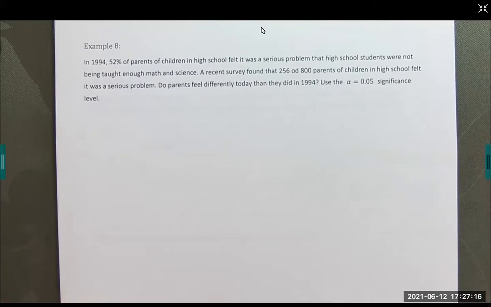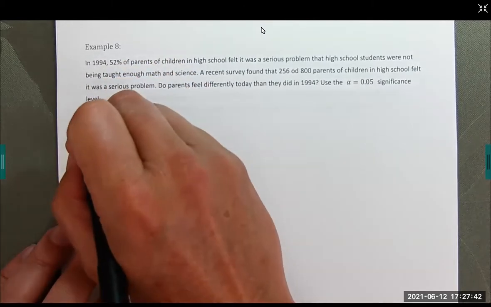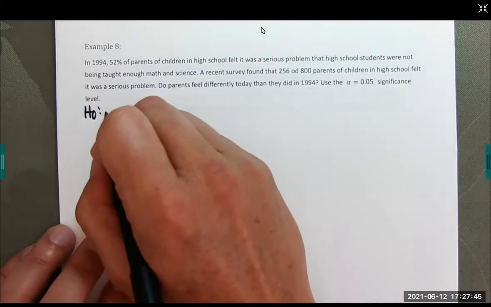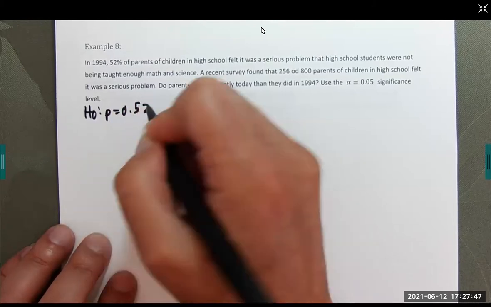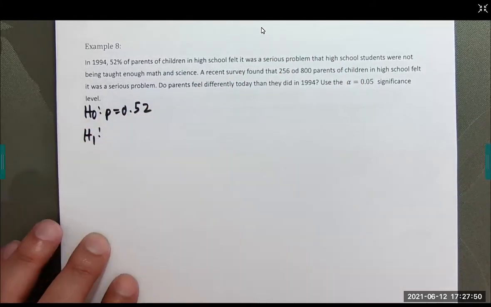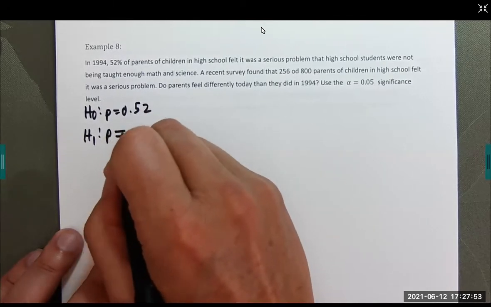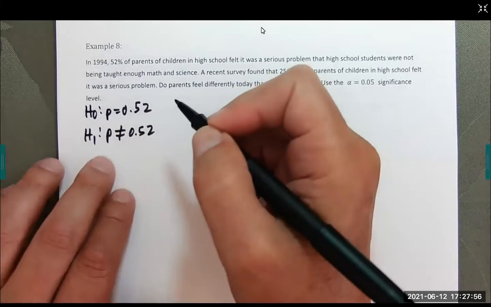All right, example 8. In 1994, 52% of parents of children in high school felt it was a serious problem that high school students were not being taught enough math and science. A recent survey found that 256 out of 800 parents of children in high school felt that it was a serious problem. Do parents feel differently today than they did in 1994? So our null hypothesis is that P is 0.52. Our alternative hypothesis is that it's now different. And not equal to, remember, that gives us a two-tail test.